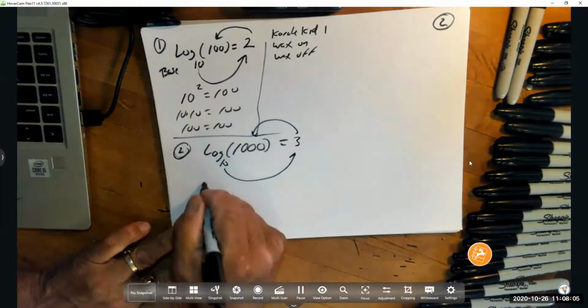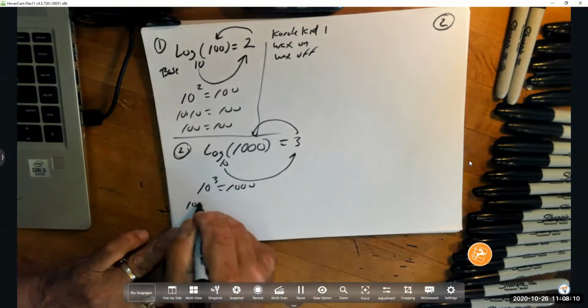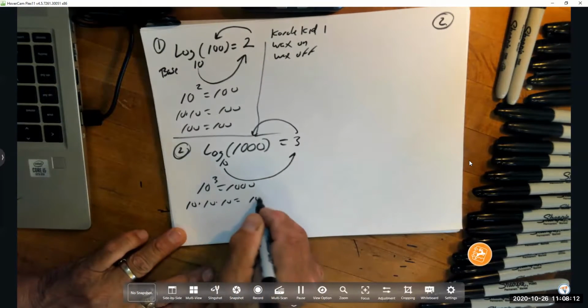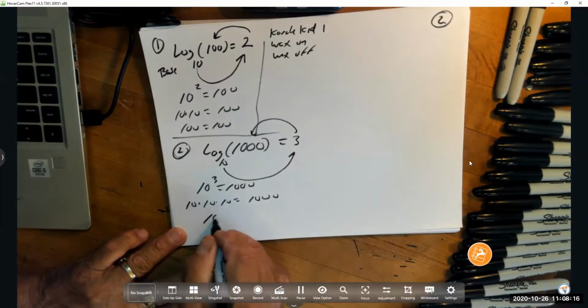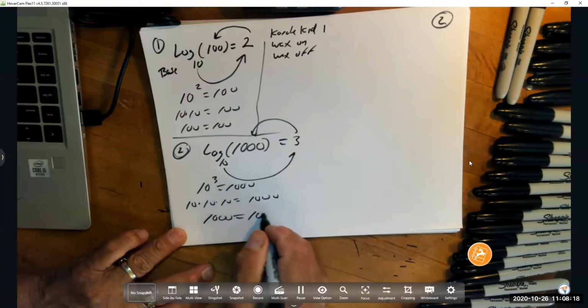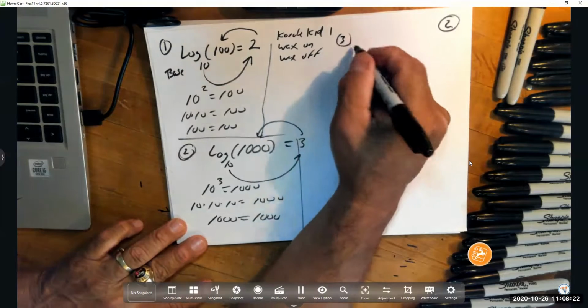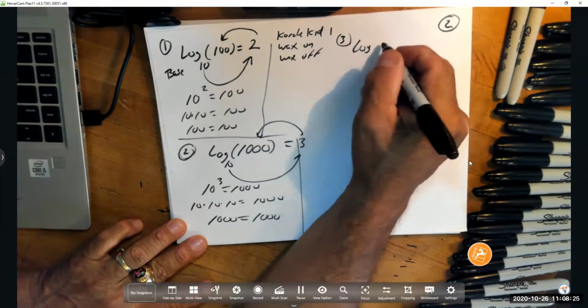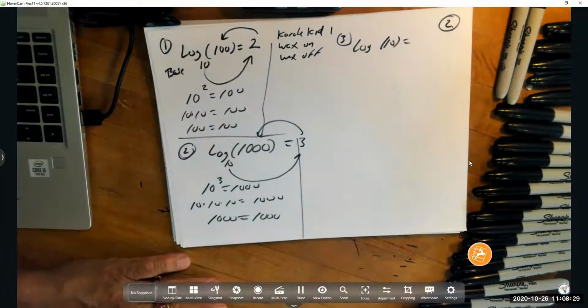Like that's the circle. So 10 to the 3, is that 1,000? 10 times 10 times 10, is that 1,000? Let's see. 10 times 10 is 100. 10 more is 1,000. Do they match? Yep, they match. Little number. Number 3. Log of just 10. Give me a number for that one. What did y'all get?